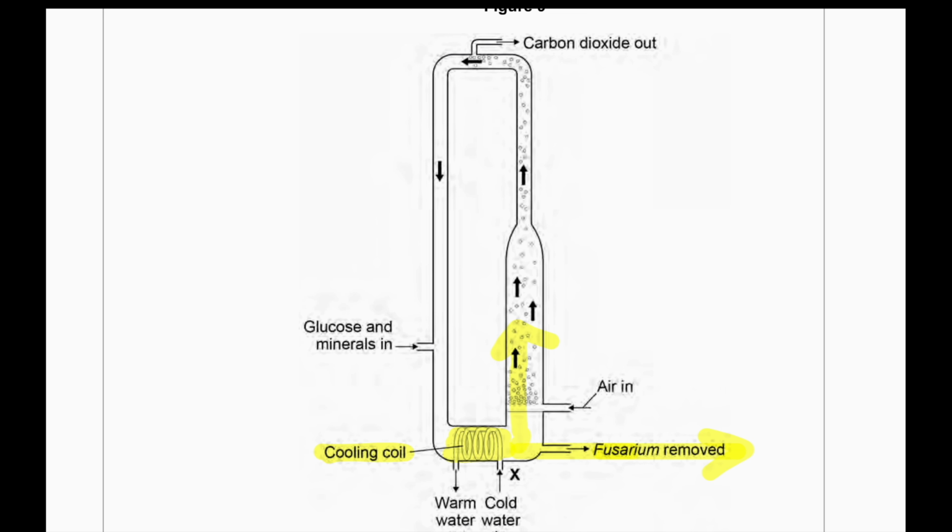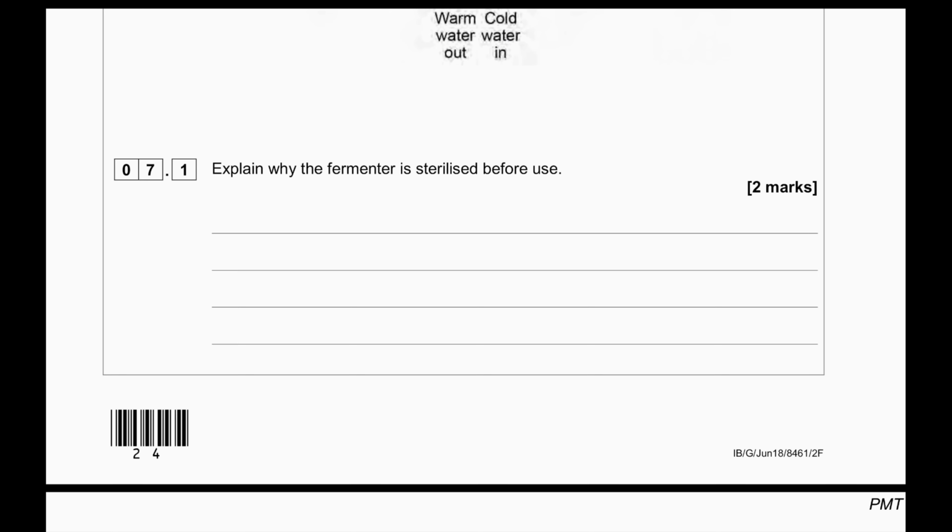All right. Some of the Fusarium is then aerated using air, which is driving all the Fusarium upwards. Carbon dioxide is vented out from the upward portion, and the Fusarium is returning back. And once it is returning back, it is given glucose and minerals. So the whole process is a cyclic process and continues. Now the question asks, explain why the fermenter is sterilized before use.